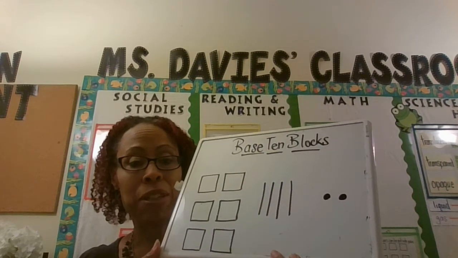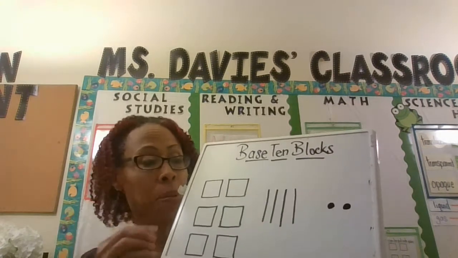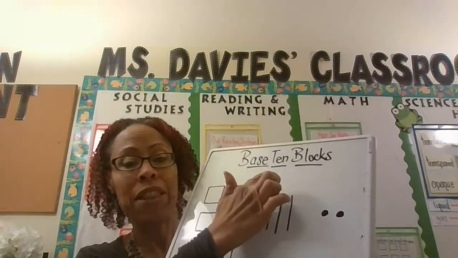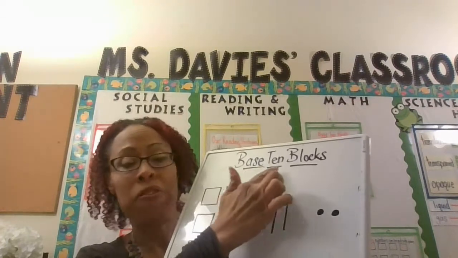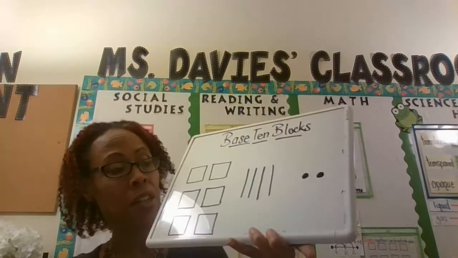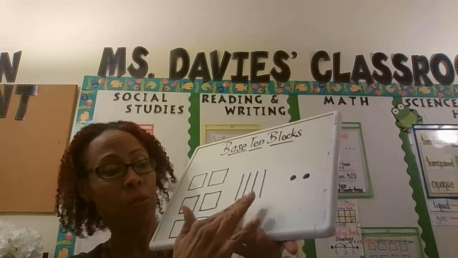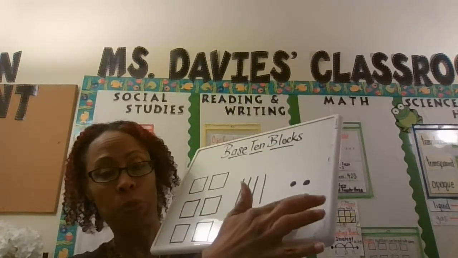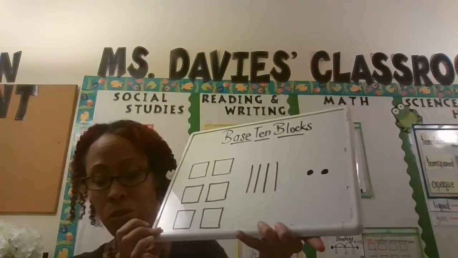Today we are going to look at three-digit numbers. First, we're going to look at these three-digit numbers in the form of base 10 blocks. We've been working on tens and ones, and now we're going to introduce the hundreds. So let's see what those look like. We have the hundreds, we have the tens, which we already know about, and we have the ones.